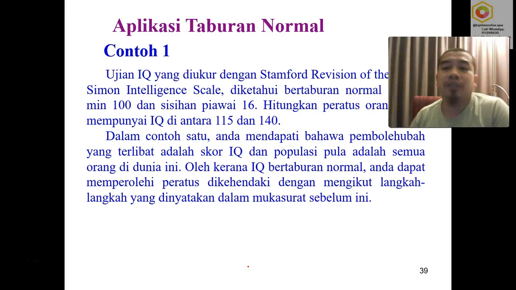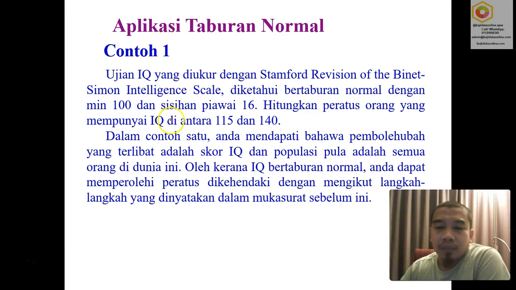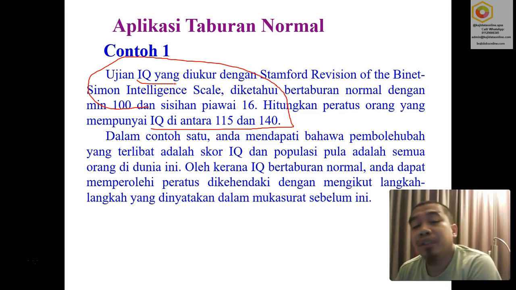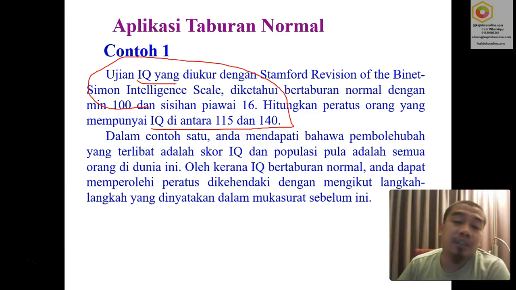Okay, guys, I'm going to repeat again the examples of the previous videos. We got the ideas about the applications of the normal manipulations of data using the IQ as our variable. So we have the mean of the data is 100 and the standard deviation is equal to 60. But now we want to estimate something: the area under the curve within 115 to 140.